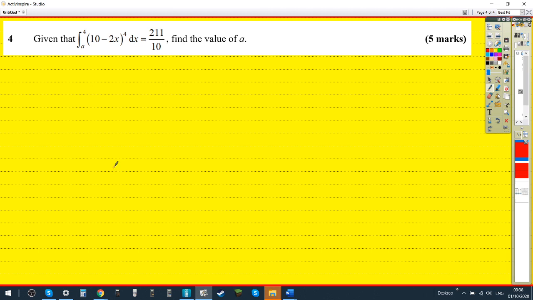Would that just be 4 times, bracket 10 minus 2x, to the power of 3? Yes, and don't forget the times by the derivative of the function inside the function. So is that just 4 times 10, 4 times minus 2x? What is the derivative of 10 minus 2x? That would be minus 2. And so it'll be minus 2 times 4 bracket 10 minus 2x to the power of 3.